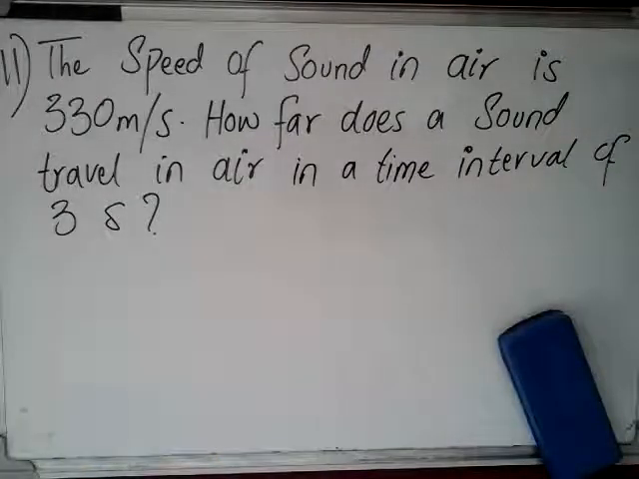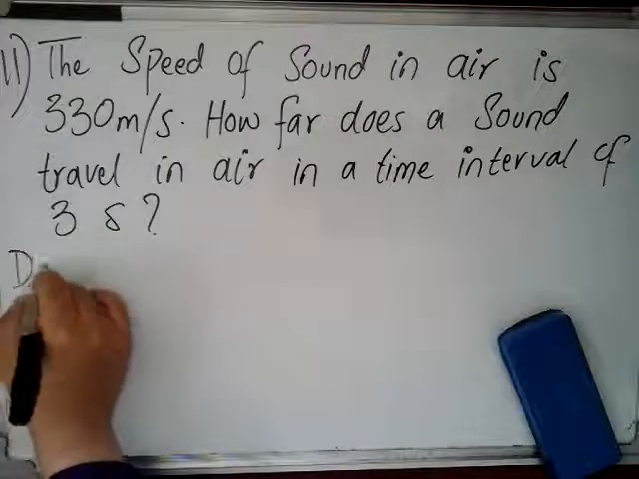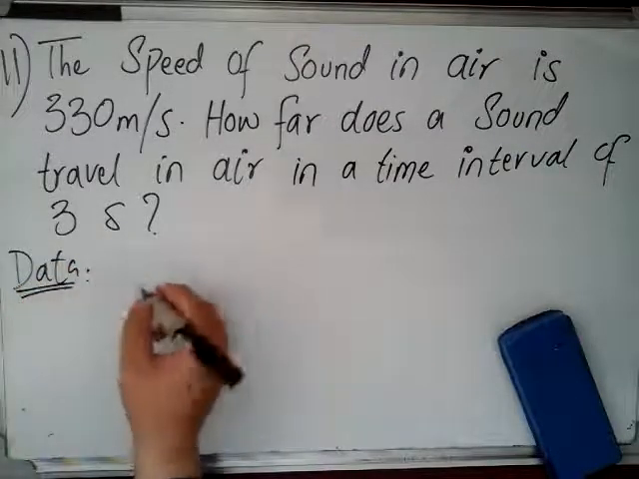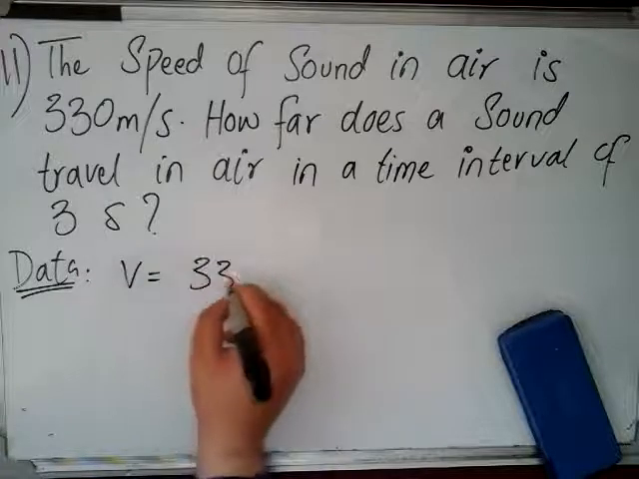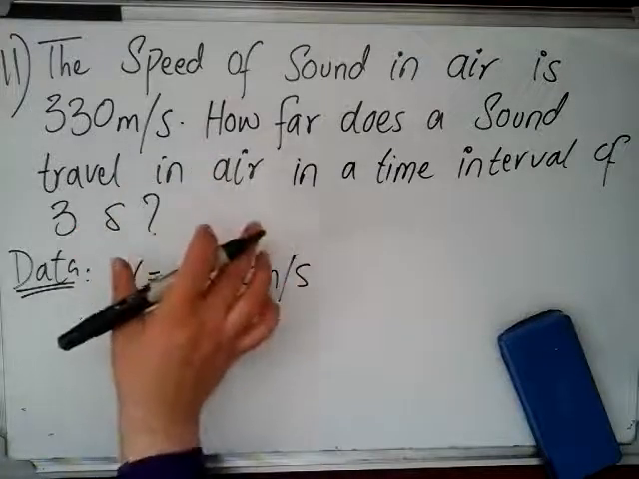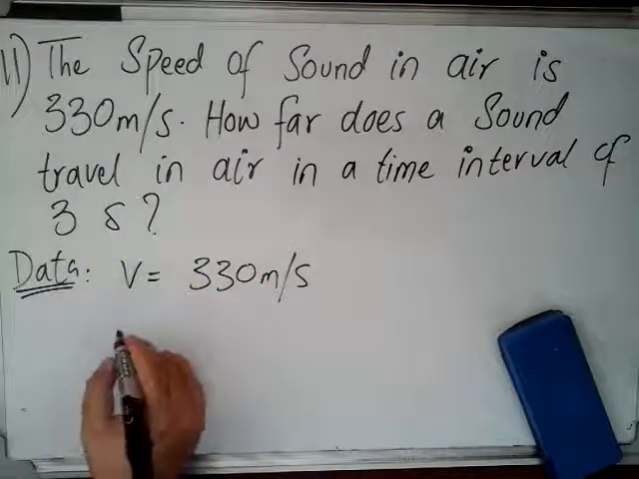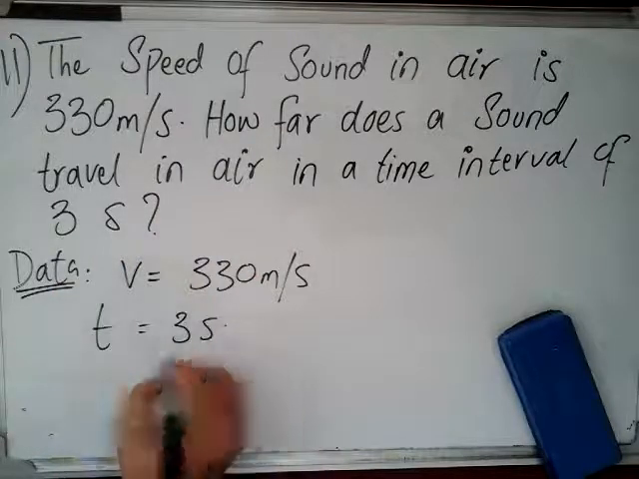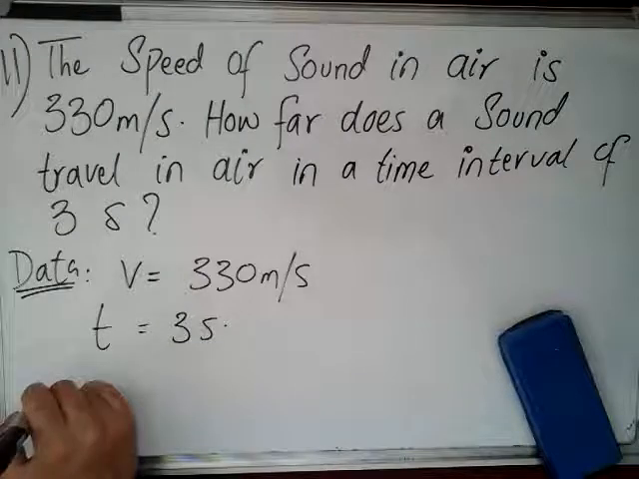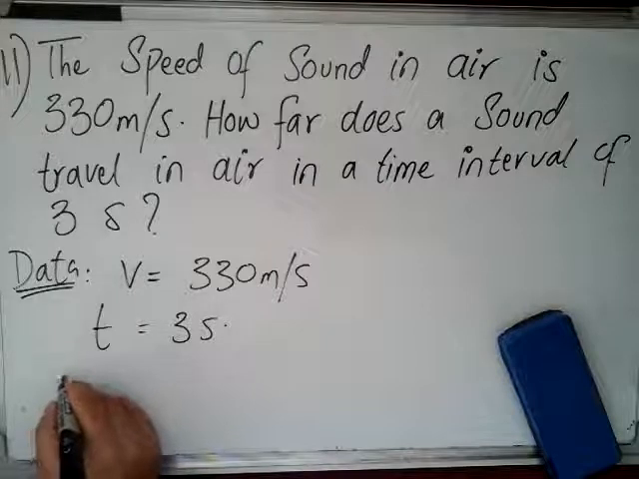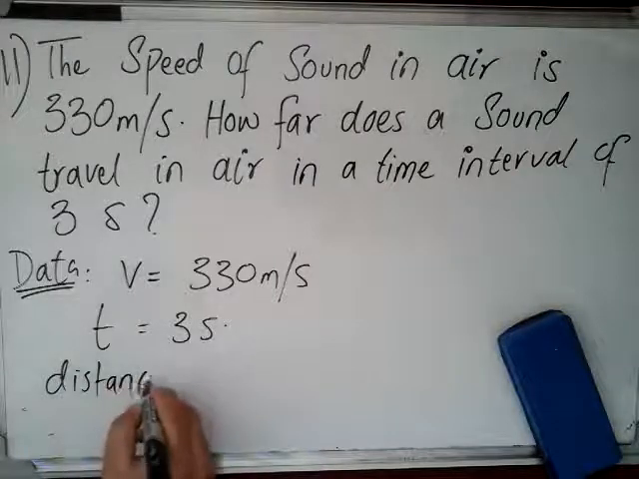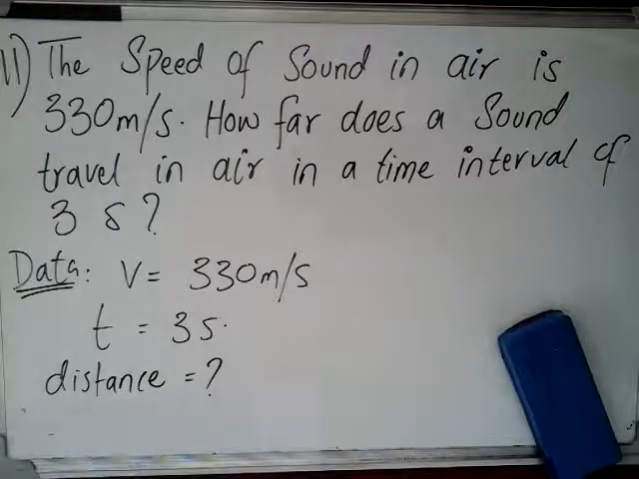So here, dear students, another question was a little bit different from the wave equation. The given data is the speed of sound: speed is given as 330 meters per second. This is the speed of the sound wave. And time is given, that is 3 seconds. So what you need to do, how far does that sound travel in air? You have to find the distance.